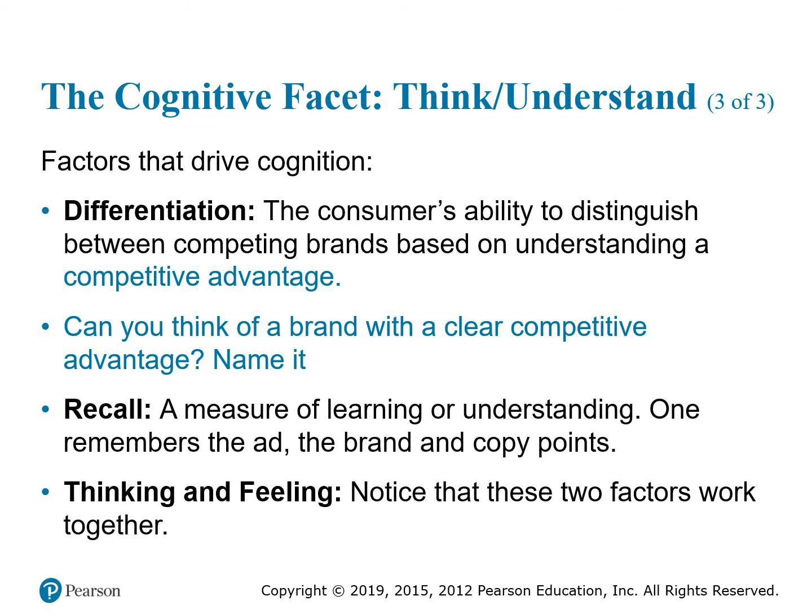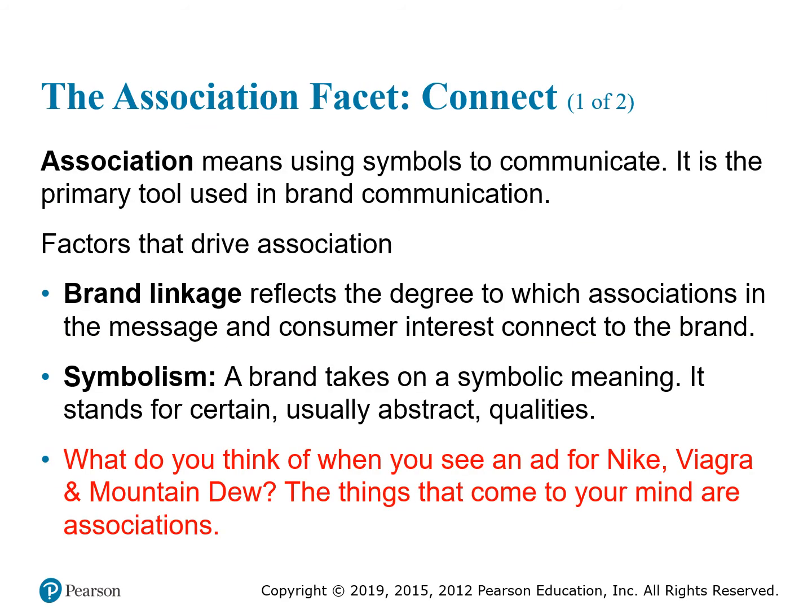Okay, thinking and feeling, notice that these two factors work together. We have to think, we have to feel. Okay, there's the association factor. That means we use symbols to communicate. It's the primary tool used in brand communication. Factors that drive this are brand linkages. They reflect the degree to which associations in the message and consumer interest connect to the brand. Okay, symbolism, a brand takes on a symbolic meaning that stands for something.